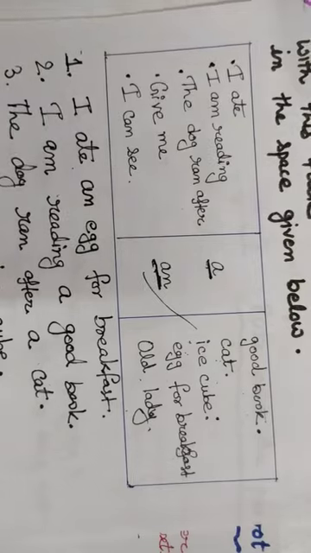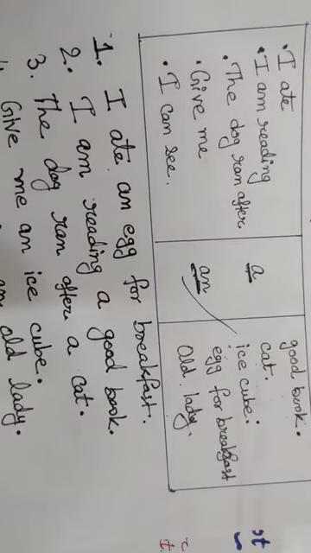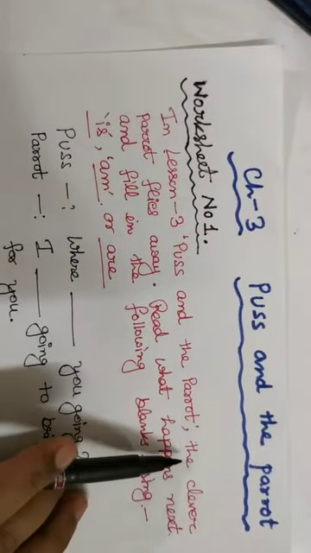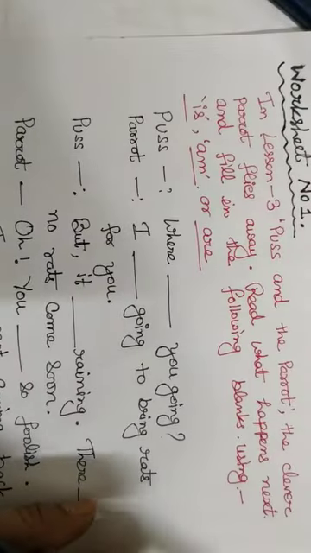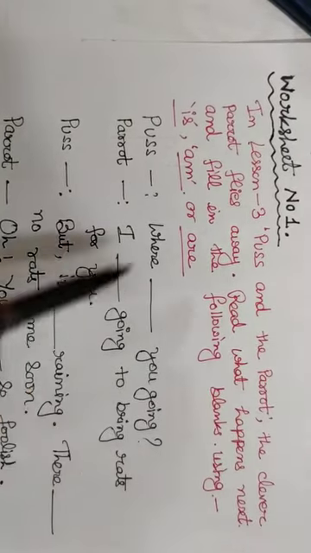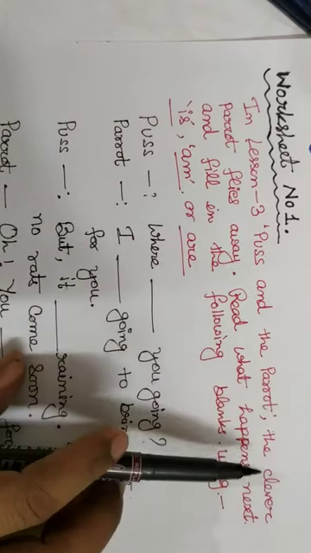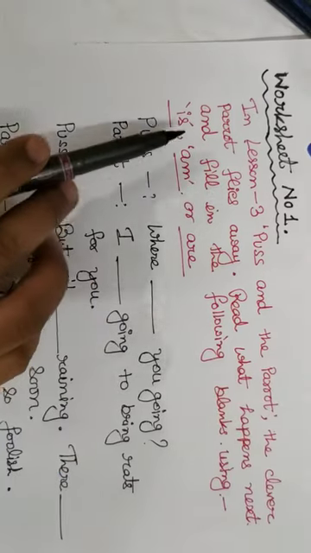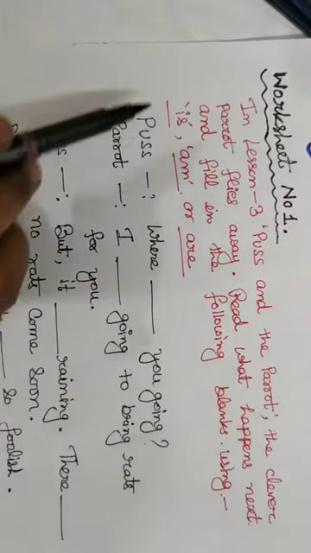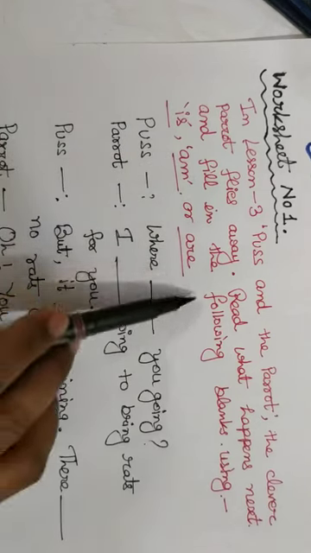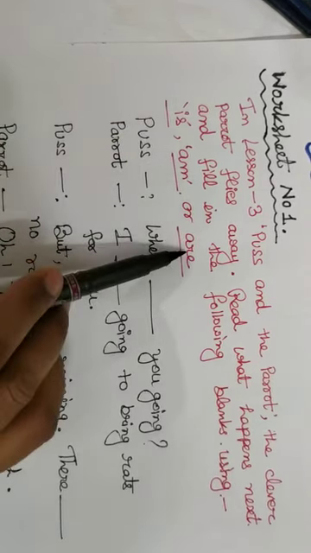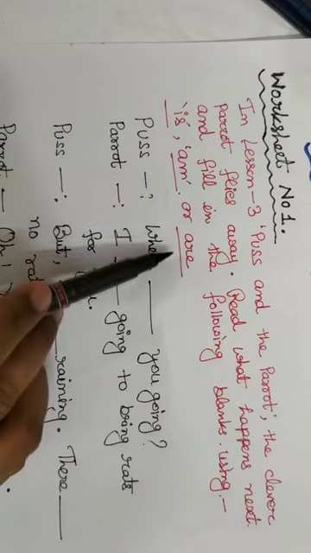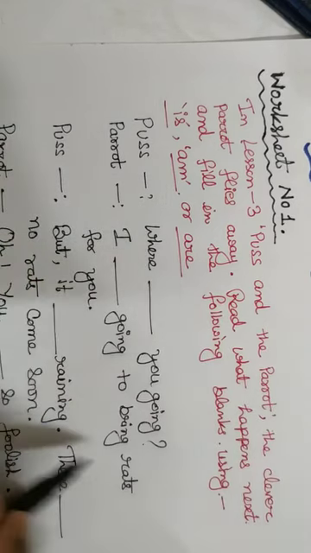Okay, children. Let's have another page of what we read yesterday. Yesterday we read the story of Puss and the Parrot. So worksheet number 1 again from Puss and the Parrot. In lesson 3, Puss and the Parrot, the clever parrot flies away. Read what happens next and fill in the following blanks using is, am, are. We have already studied the use of is, am, are. Where to use is, where to use am and are. कहाँ कहाँ किसके साथ use करना चाहिए. We have already studied. So let's start filling fast.